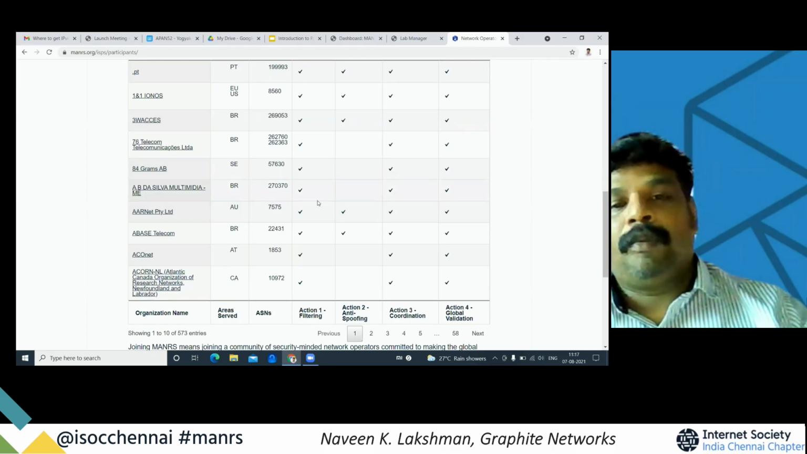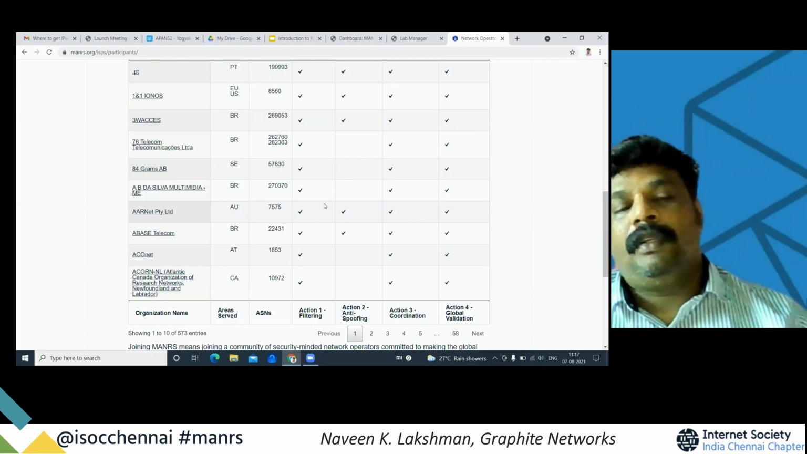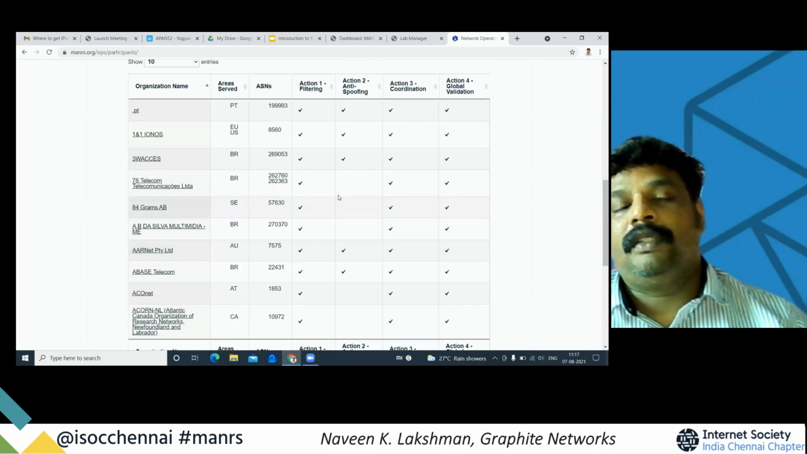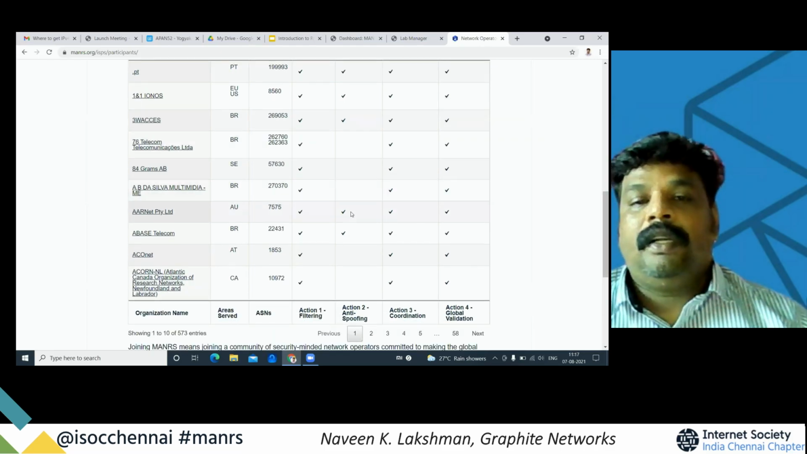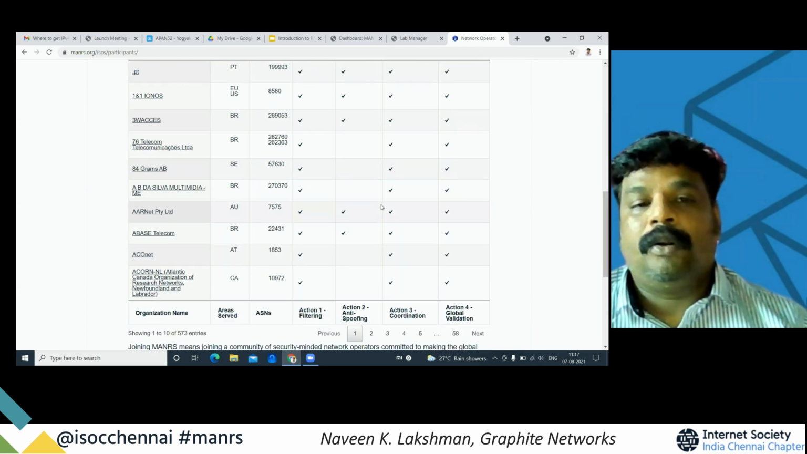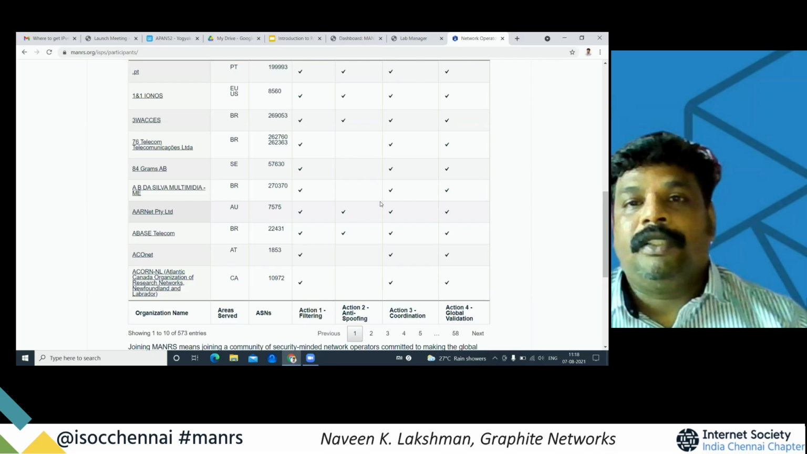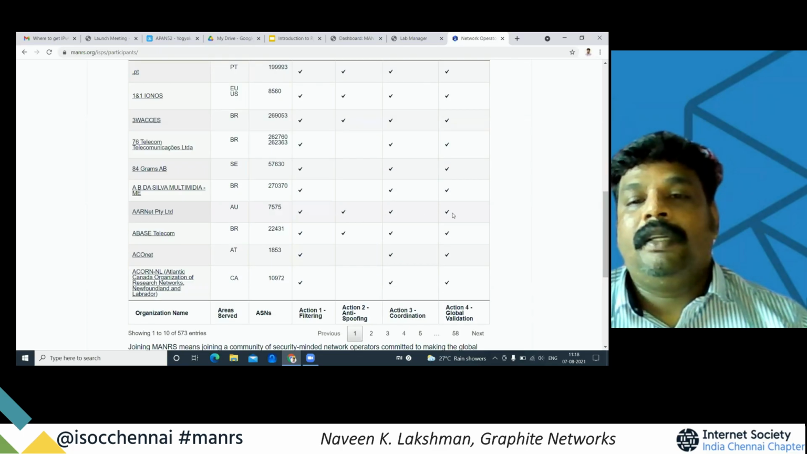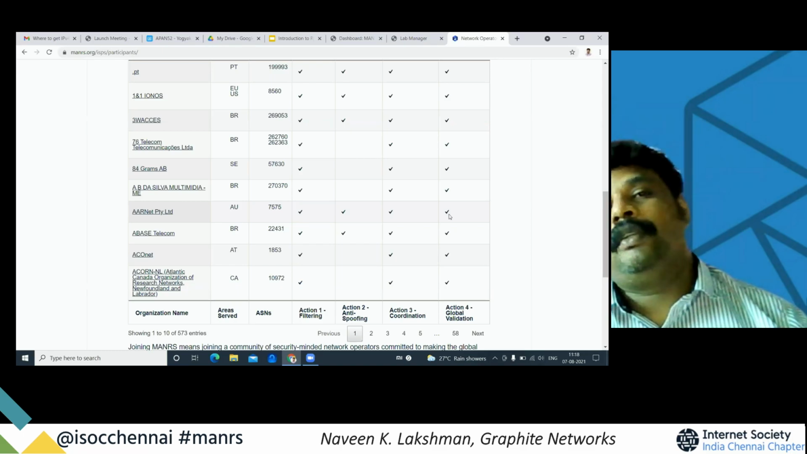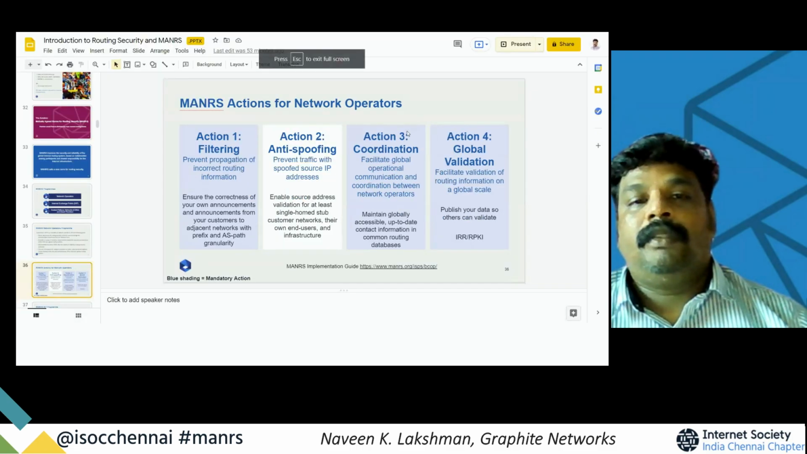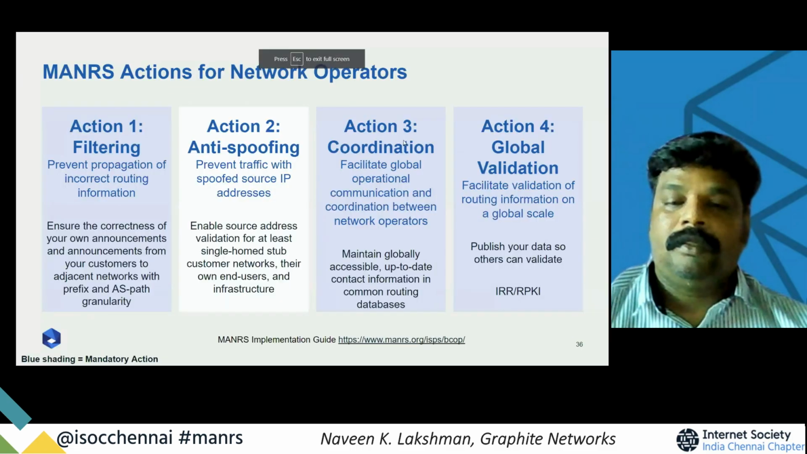So if you're a network operator, you have to talk to the MANRS team, and they would help you out in fixing up the filtering, test whether you are doing anti-spoofing, and they'll check whether you have implemented properly, updated the global coordination, which includes your contact information at the IRR, regional internet databases and whois database. And they'll check whether you have validated in the internet routing registry as well as the RPKI. So this is the MANRS action for network operators.